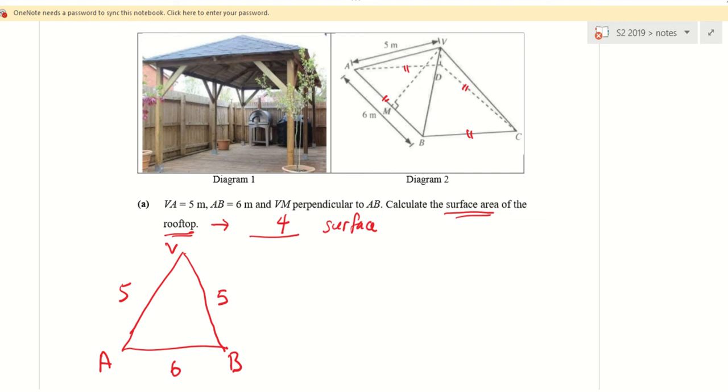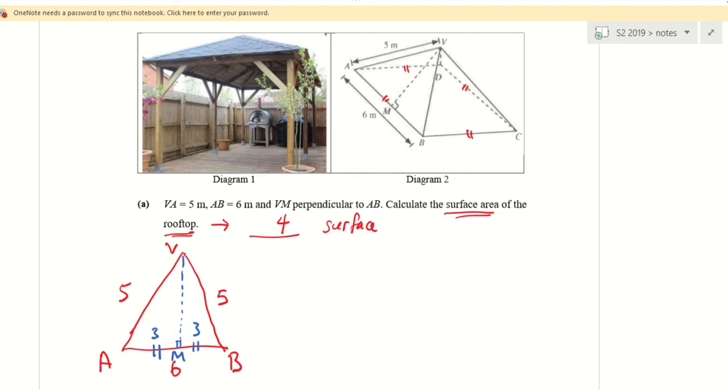Listen, only for isosceles triangle, if you drop a vertical line down, it will cut into 2 equal parts. So can you write down the secret property? When you draw a perpendicular line down, it will cut into 2 equal parts. Can I have the length of that part? 3 and 3. Okay. Now, the diagram labeled this point as M, so I also label this point as M.